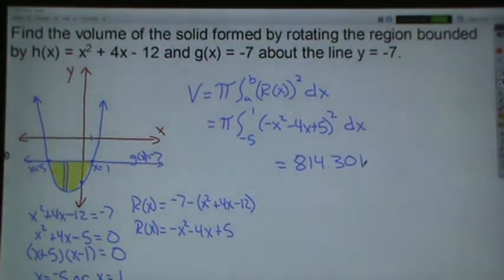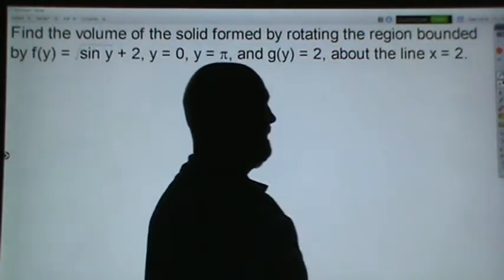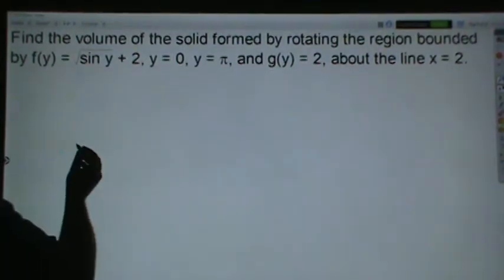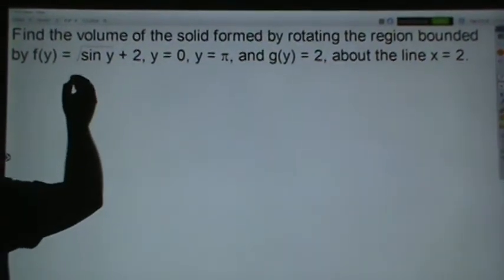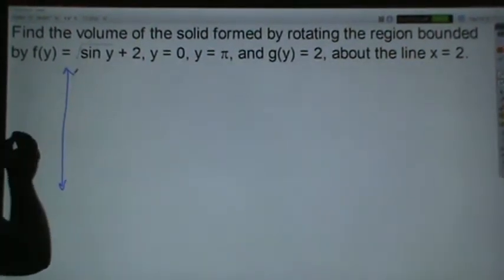So let's try one more where we do everything in terms of y's and take that horizontal slice. Here we're going to find the volume of the solid formed by rotating the region bounded by f of y equals the square root of the sine of y plus 2, y equals 0, y equals pi, and g of y equals 2, about the line x equals 2. So let's draw this to the best of our ability.